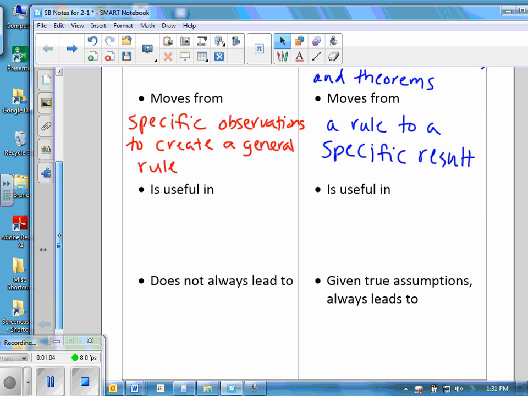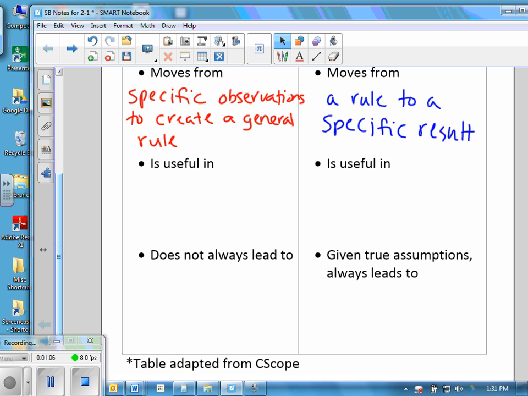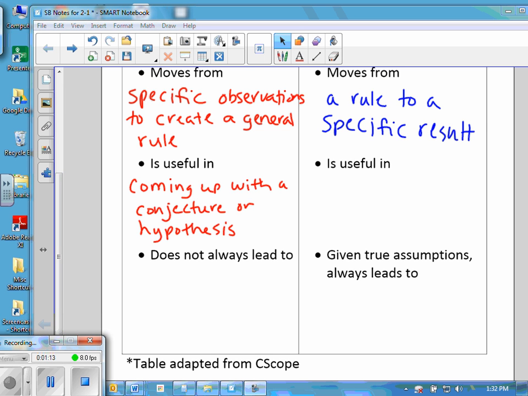The different types of reasoning are used in different ways as well. Inductive reasoning is useful in coming up with a conjecture or hypothesis, essentially a guess, whereas deductive reasoning is useful in proving conjectures. The two types of reasoning used together can be very powerful.